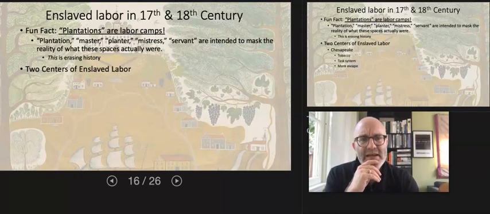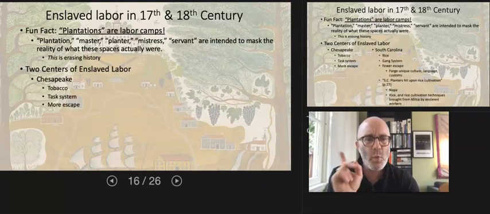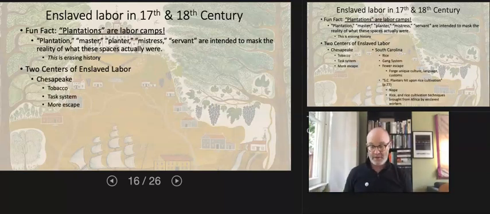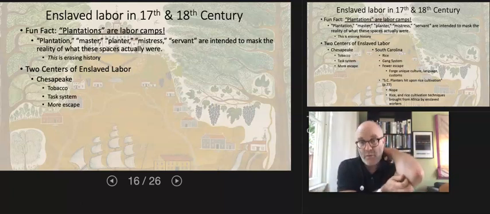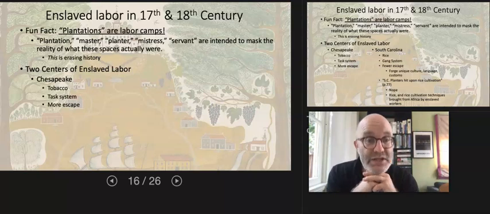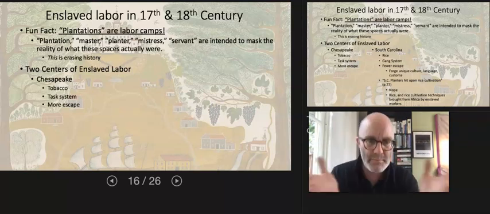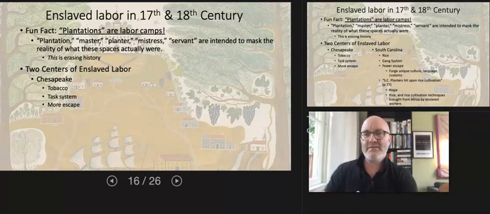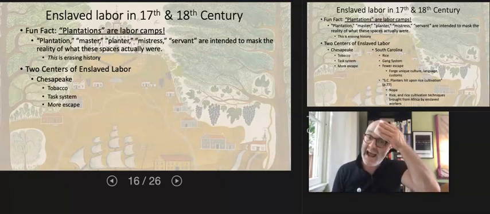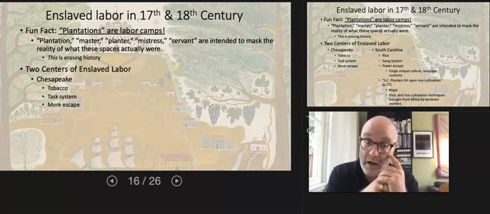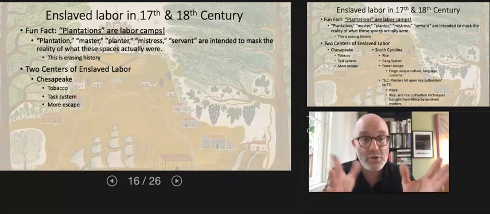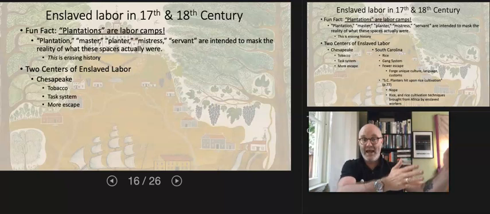In the time period we're looking at, there are two centers of enslaved labor. One is the Chesapeake, and this is what your book gets at, again following from Philip Morgan's Slave Counterpoint, which looks at these two regions. The Chesapeake, that is Virginia, Delaware, Maryland, primarily Virginia. This is tobacco plantations. It is the task system. So it is a kind of enslaved labor where laborers are given tasks to do. You go out and you perform those tasks.